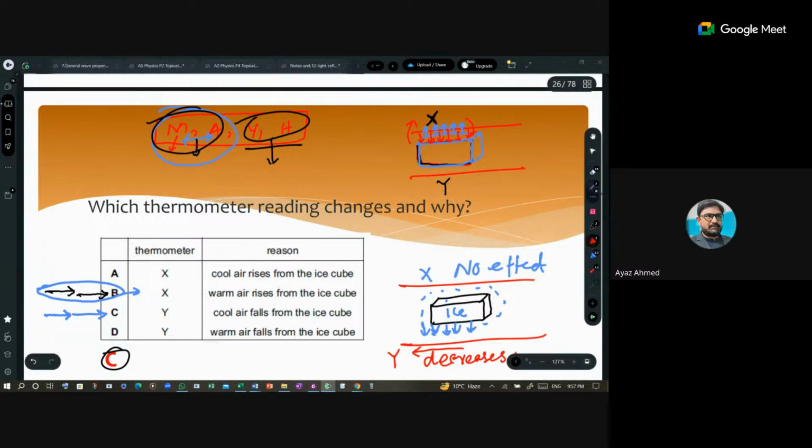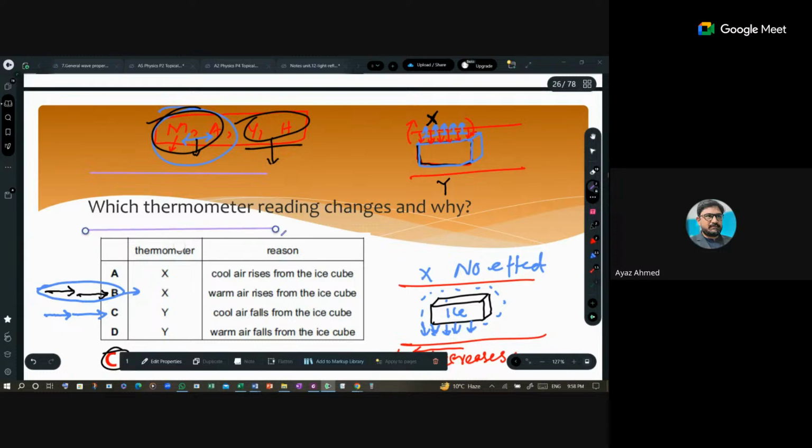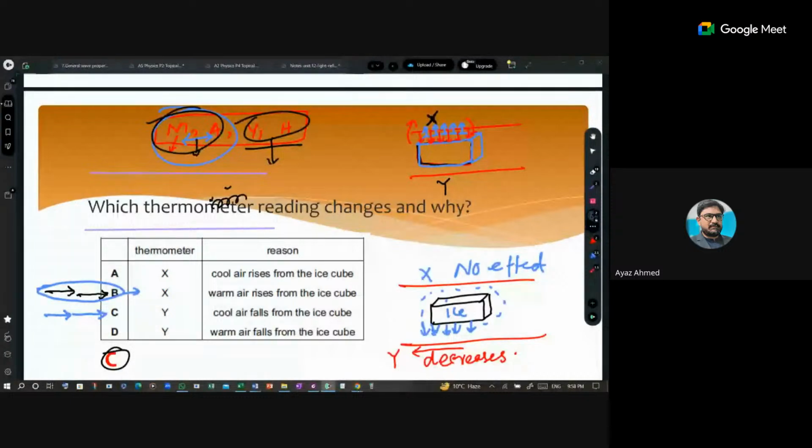Now I'm going to plan another question. In the same situation, you have two thermometers and you placed a heating coil in between them, right? We have a heating coil, heater, or a hot block of iron. Same thermometer X, thermometer Y. Now what will be the function of this hot block? It will make the nearby air molecules hot, not cold. Are you people getting it?